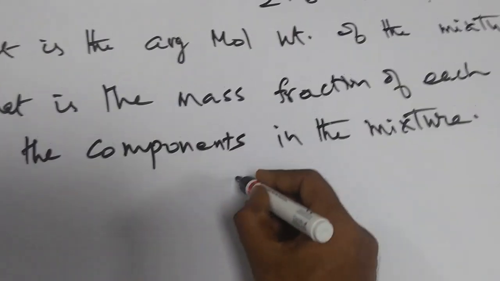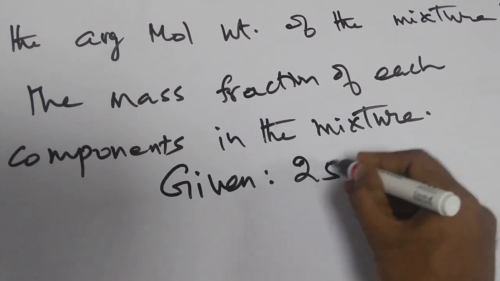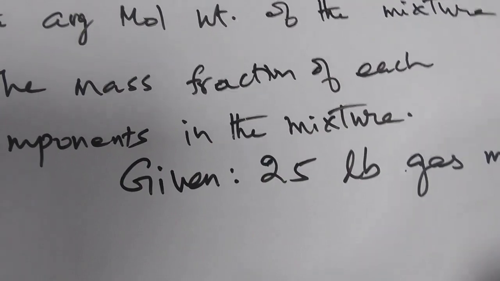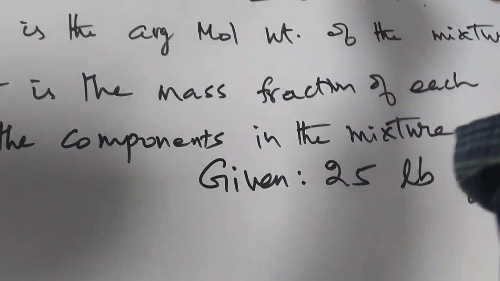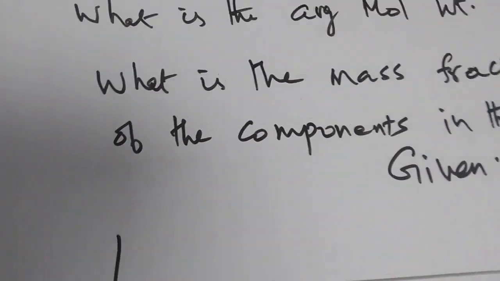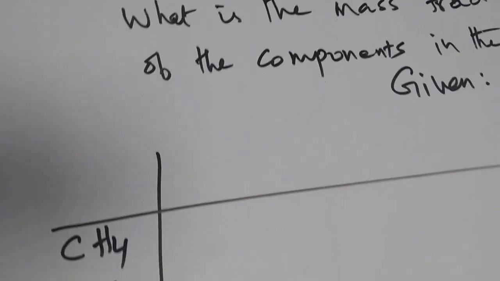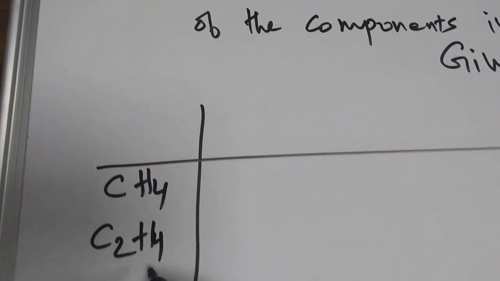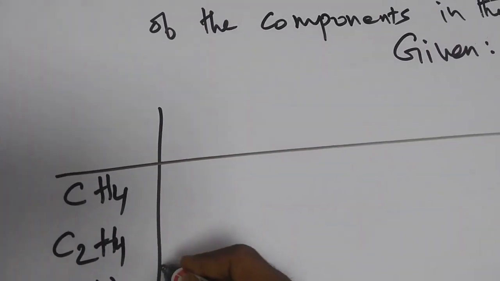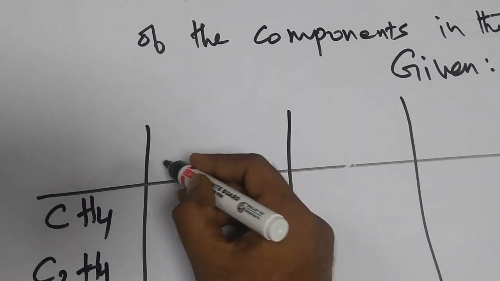So first write the given data: 25 pounds of gas mixture. We are assuming it to be mole percentage. First let us do it in a tabular form. There are three components, CH4, C2H4, C2H6. These hydrocarbons, we will know the molecular weight easily. Mole fraction is given.